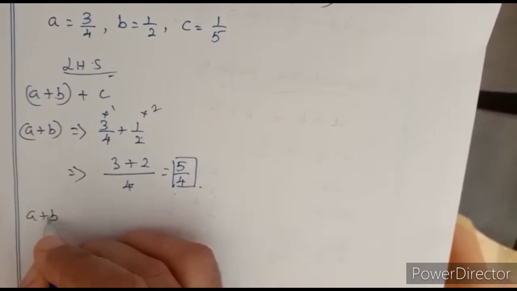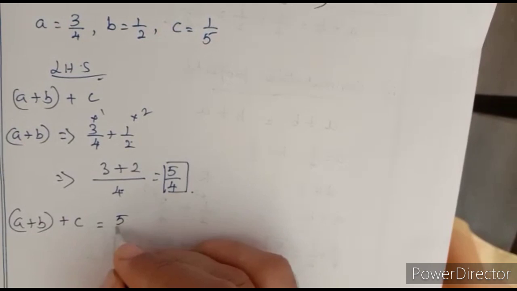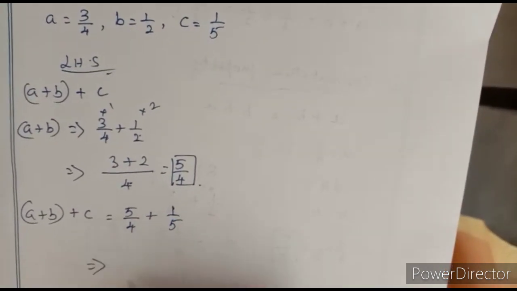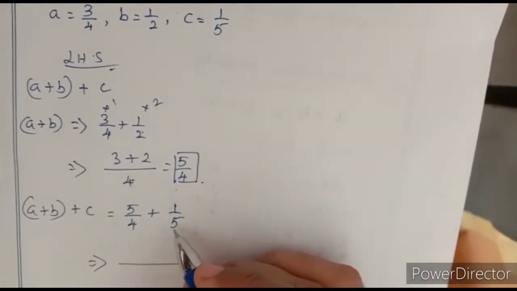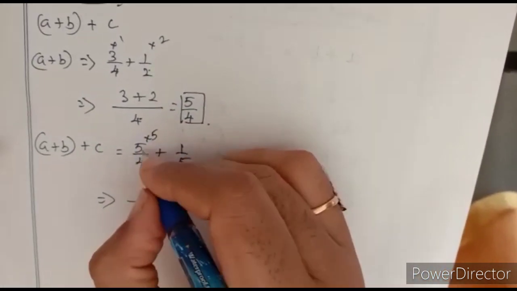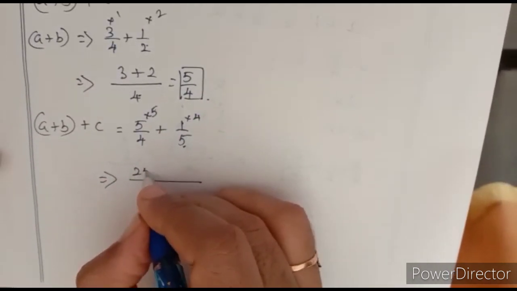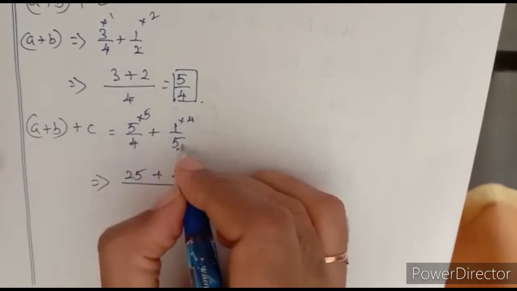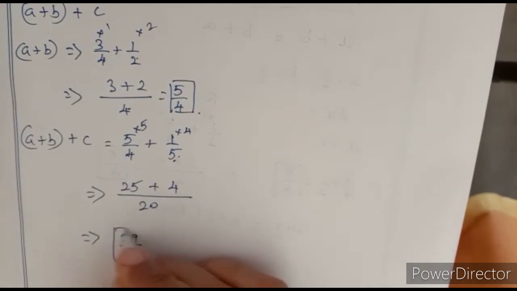Now a plus b plus c, that is 5 by 4 plus 1 by 5. Here, if you see, the denominators are different, so take the LCM. But here 5 is a prime number, so cross multiply. 5 into 5, 1 into 4. 5 5s are 25 plus 1 4s are 4. Here 4 5s are 20, which is equal to 29 by 20.